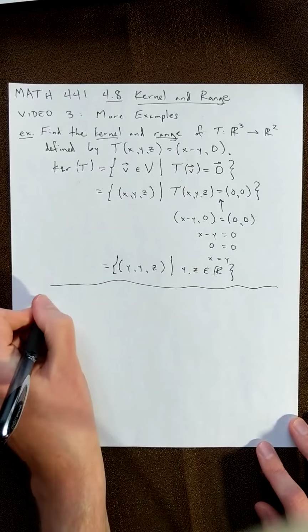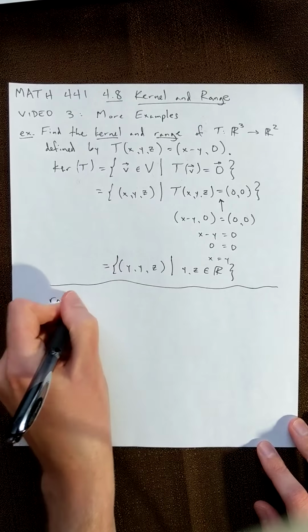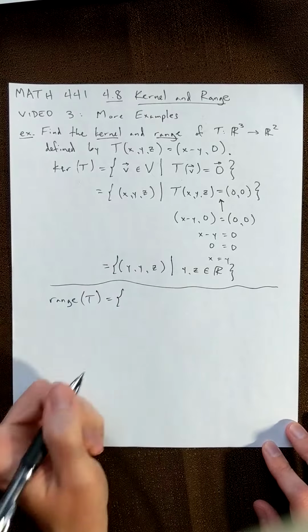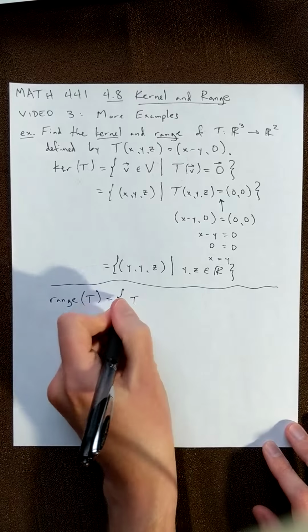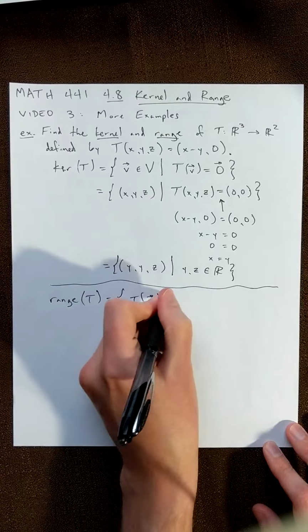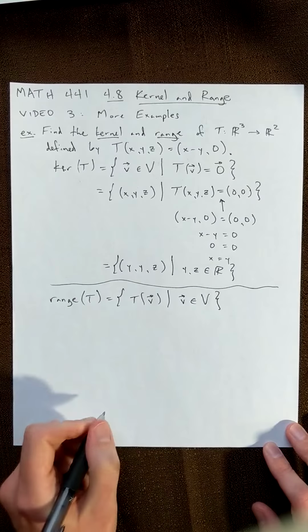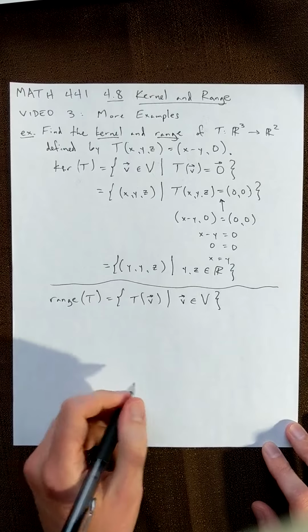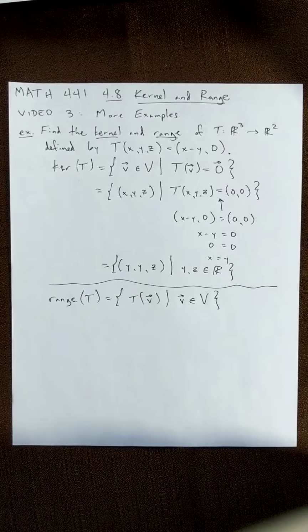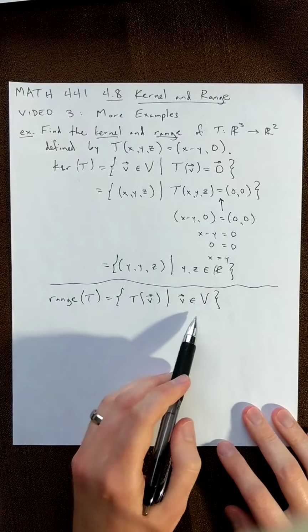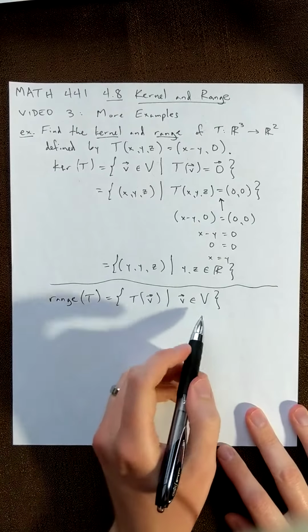Okay. We also had a way to describe the range. The range was the set of all T of v's, the set of all outputs, where little v is in your starting set. In this case, this is actually going to be almost too easy. It's going to be confusing. It's so easy, hopefully.